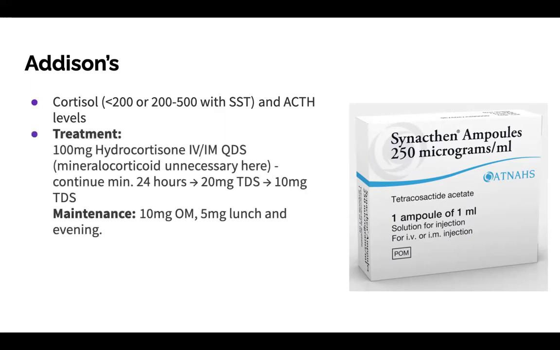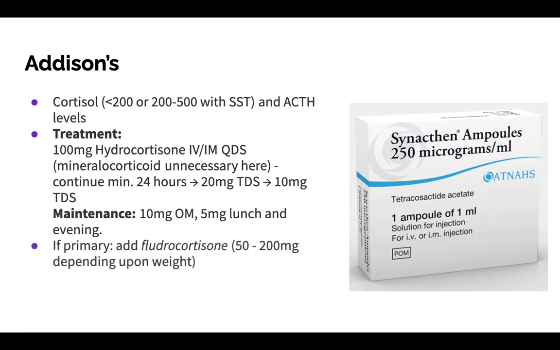The treatment for Addison's is essentially, after diagnosis, 100 milligrams hydrocortisone, IV or IM, QDS. Because the dose is so high, you don't need a mineralocorticoid at this point. After 24 hours, this is dropped down to oral, 20 milligrams TDS, which is then weaned to 10 milligrams TDS. Patients usually go home on a maintenance dose of 10-5-5.